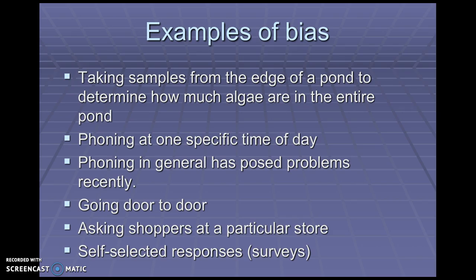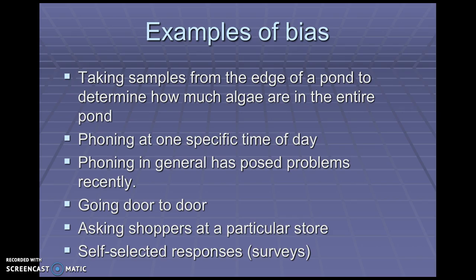Another example of bias might be going door to door. Again, even if you do door-to-door polling, it happens to be people who are home during that particular point in time. Asking shoppers, if you're doing a marketing survey, who are at a particular store, they may not be representative of all shoppers. But of course, if you're asking a question about fashion or clothing and you have a store that is targeted toward your demographic, that might be okay.